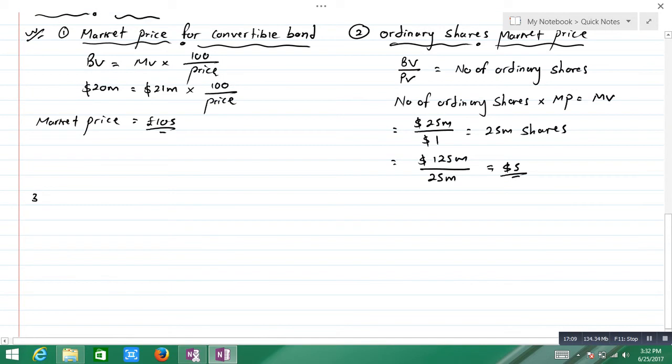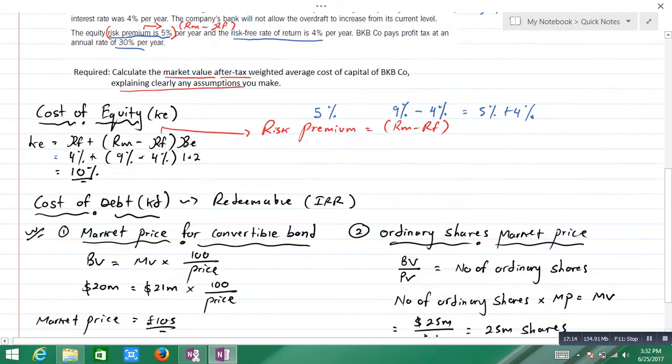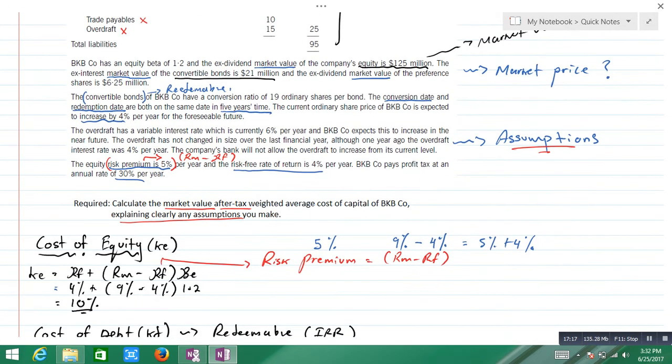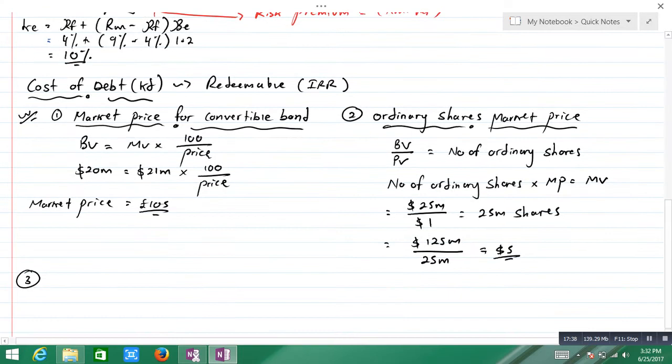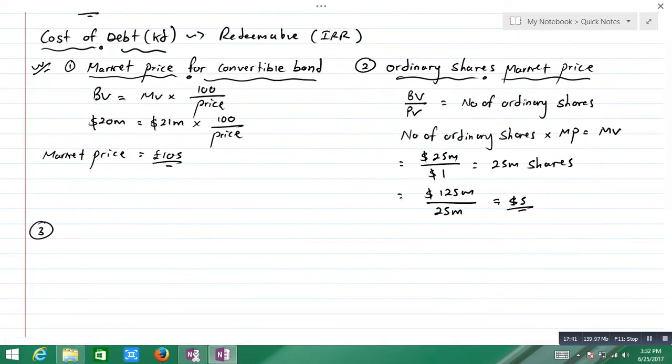Number three. If you look at note number two, they have told us here the convertible bond has a conversion ratio of 19 ordinary shares per bond. The conversion date and redemption date are both at the same time, the same date, in 5 years' time. So we need to calculate our conversion value and our redemption value. So both values are going to be the same value.